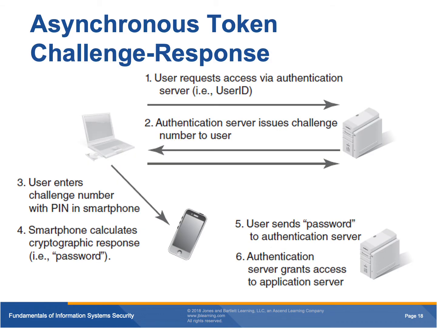So basically, the way that this works, the user sends a request to the authentication server. Then the authentication server sends a challenge. The user enters the challenge number with a PIN on the smartphone. The smartphone calculates the response, like the password. The user sends the password to the server. Then the authentication server grants access to the application.